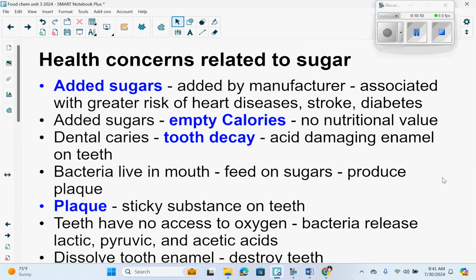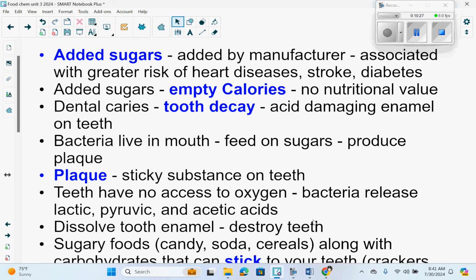Now, health concerns related to sugar. Added sugars. So if you look on your label, added sugars, right? These are added by the manufacturer, and this is what's associated with a greater risk of heart disease, stroke, and diabetes. Added sugars are empty calories. There is no nutritional value.